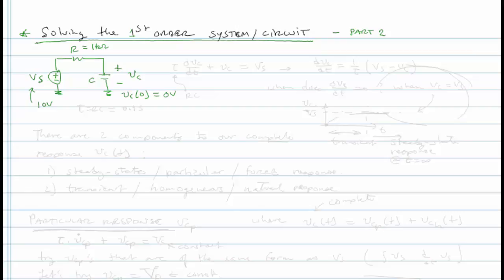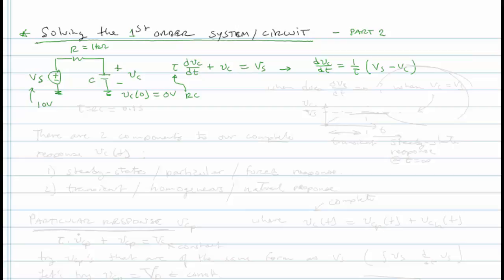Let me actually write the state equation so we can reference it here. We had tau times dVc/dt, where tau was defined as R times C. So tau dVc/dt plus Vc is equal to Vs. We also wrote this as dVc/dt equal to 1 over tau times (Vs minus Vc). All right, that was our state equation.